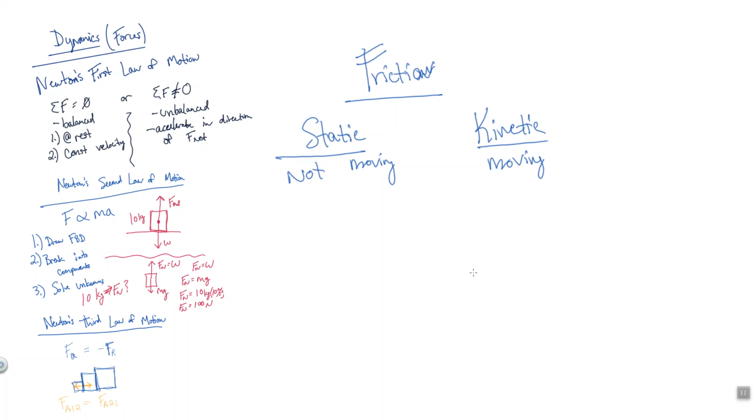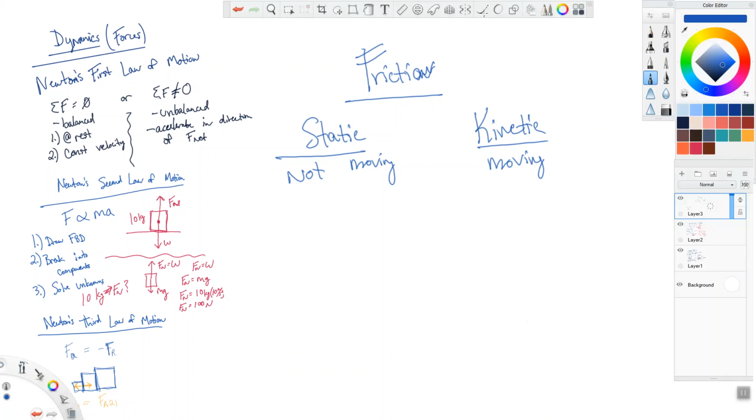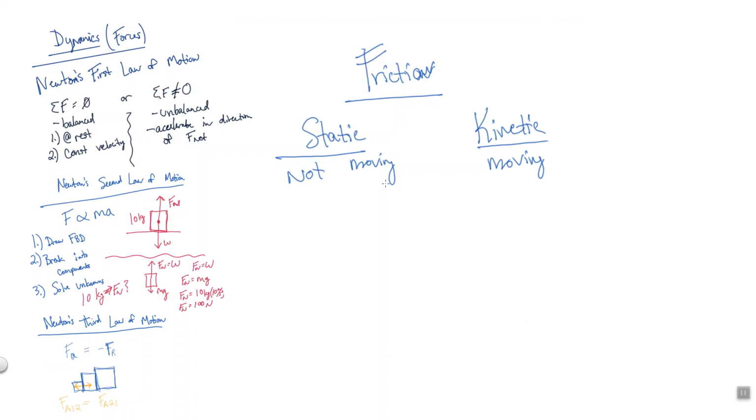Alrighty, part 2. We're looking at friction and how friction plays a role in Newton's laws of motion. So you have two types of friction. You have static friction, which is when an object is not moving, and then you have kinetic friction when an object is in motion. Now I'm going to turn back on some of my settings and make sure we're on the correct color, and then we're going to talk about how we calculate friction overall.